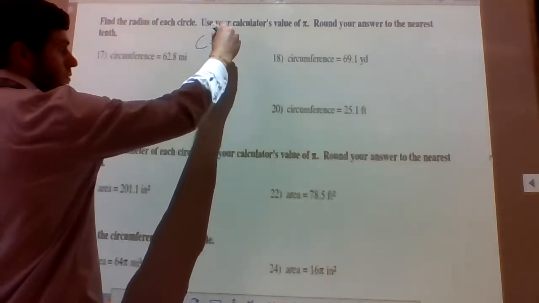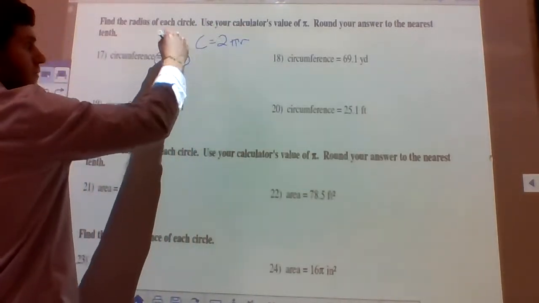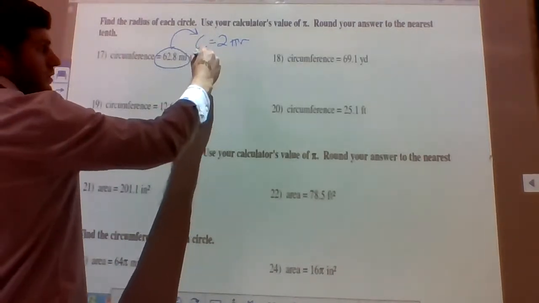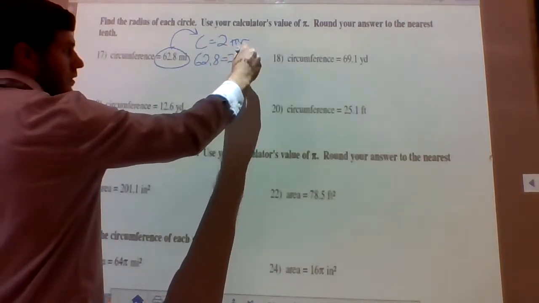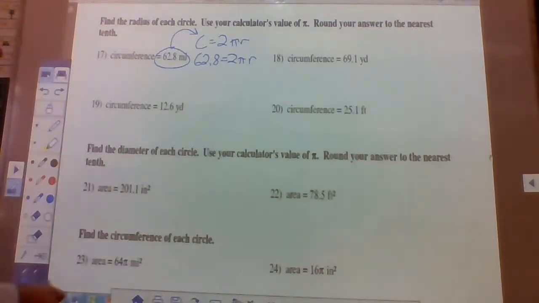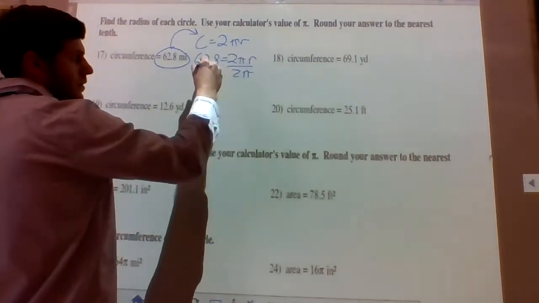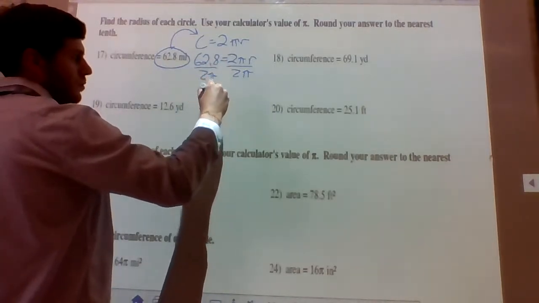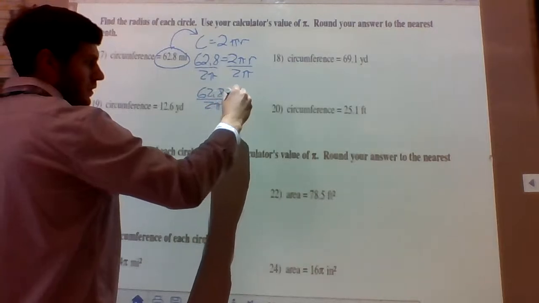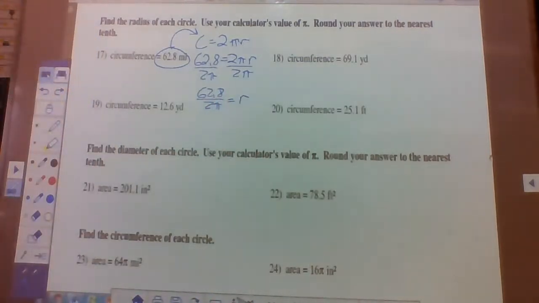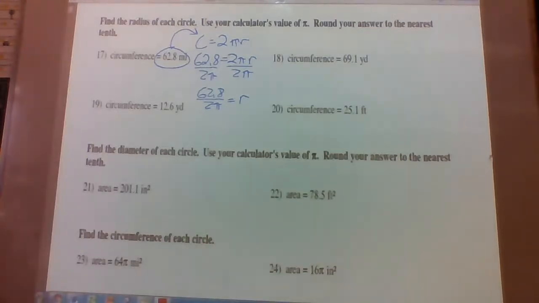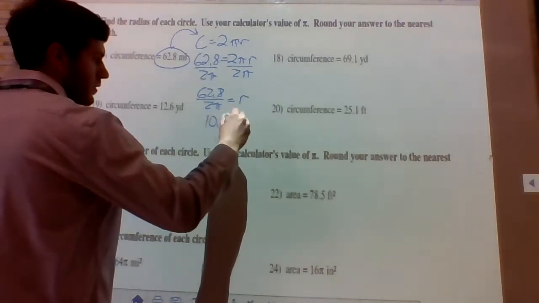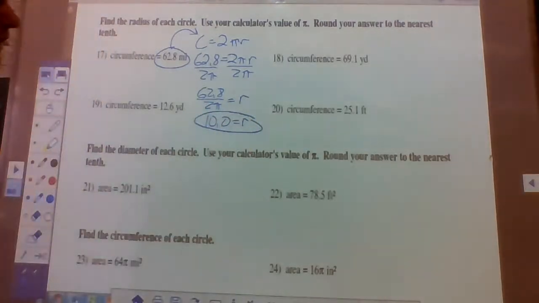So circumference equals 2 pi r. It's telling us the circumference is 62.8. So we're going to do 62.8 equals 2 pi r. Our goal is to solve for r, so we need to divide both sides by 2 pi. So 62.8 divided by 2 pi is going to equal r. Make sure you put 2 pi in parentheses. We get 9.99, which is going to be 10.0.